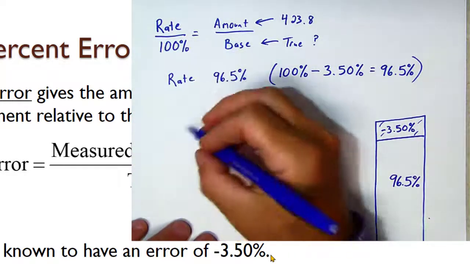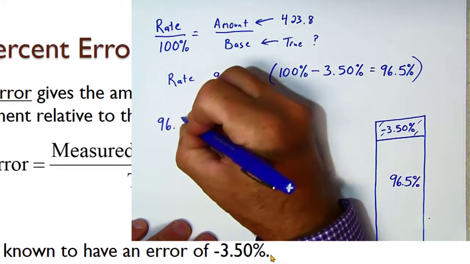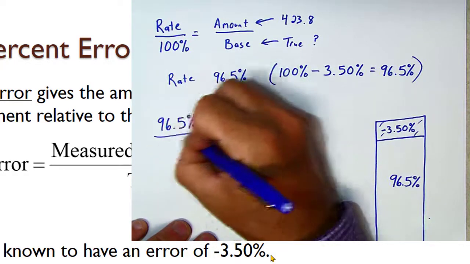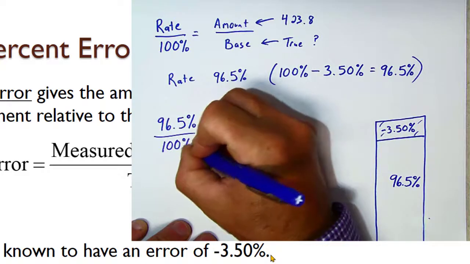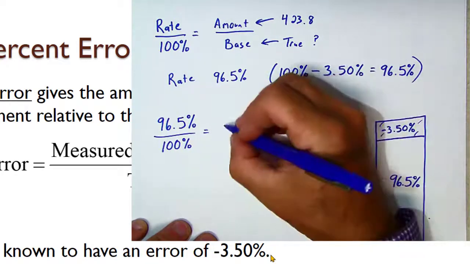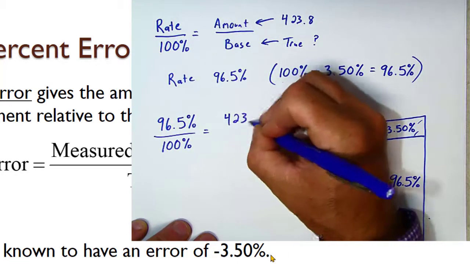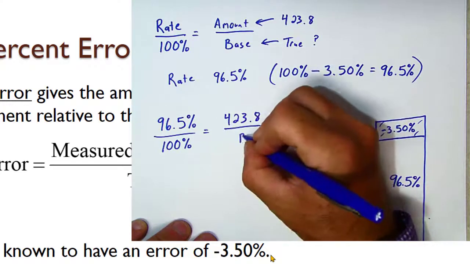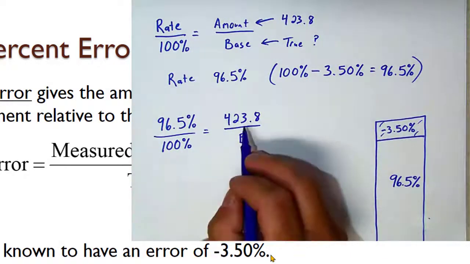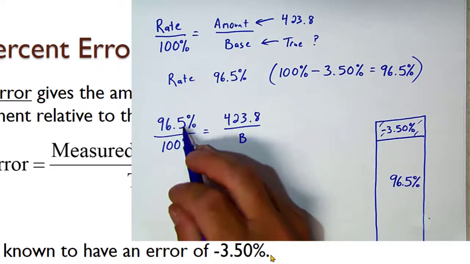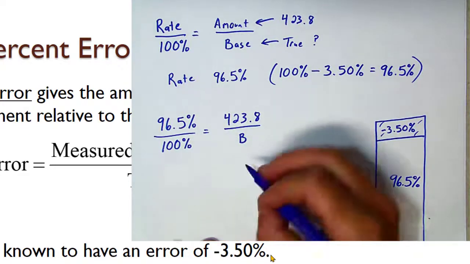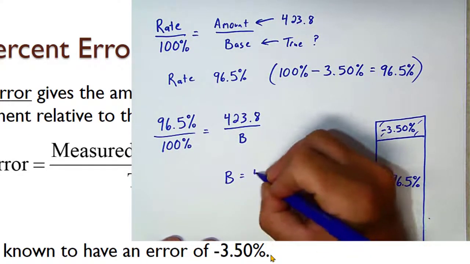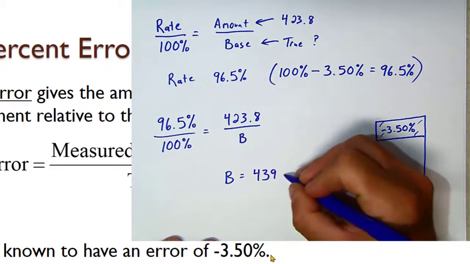And so if we put those values into our proportion, 96.5% over 100% equals the amount of 423.8 divided by our unknown base. And if you take 423.8 times 100 divided by 96.5, you'll end up with, again, 439 grams.